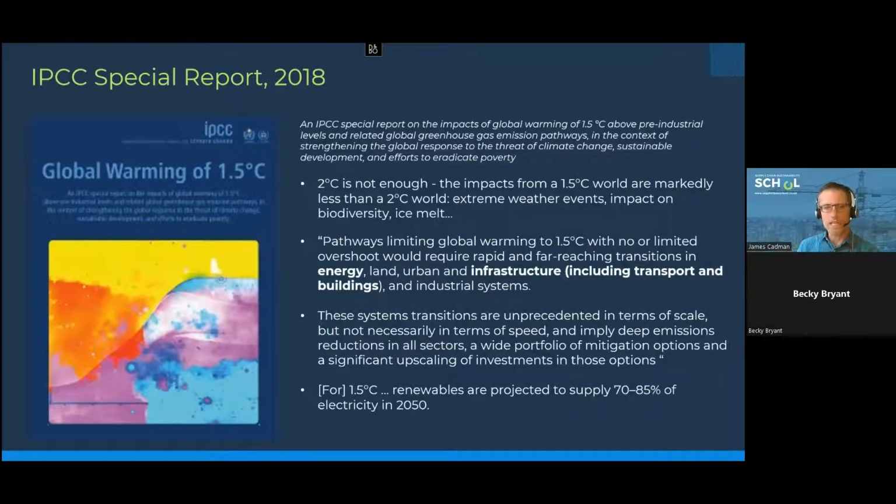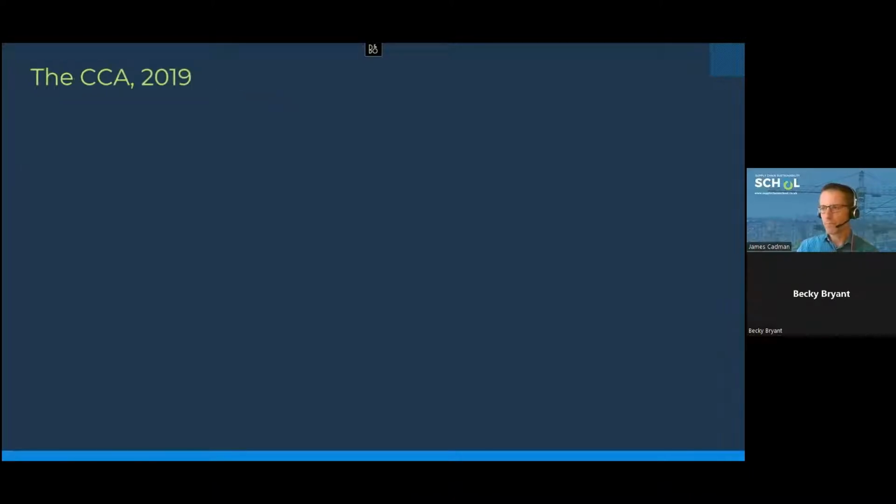So this was really the catalyst to say, let's leave 2 degrees behind and move to 1.5 degrees Celsius as the cap on the warming that we want to achieve. Bearing in mind we're already at 1.1 degrees, we want to cap it at 1.5 to avoid the worst effects of climate change. And you see that final bullet point, an interesting one. To achieve that, we need to have power generation that is renewables in the majority. 70 to 85% needs to be renewable powered generation.